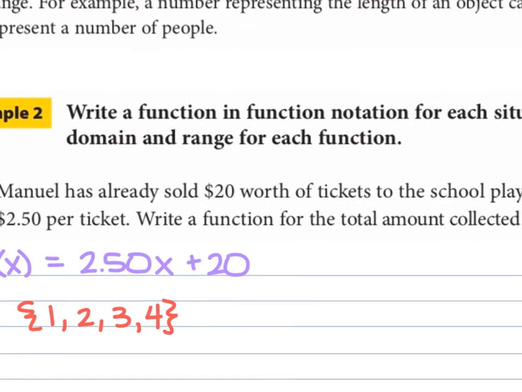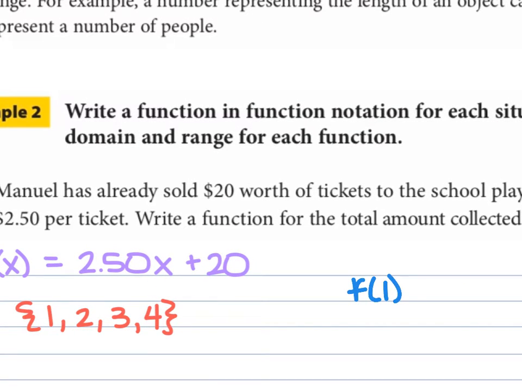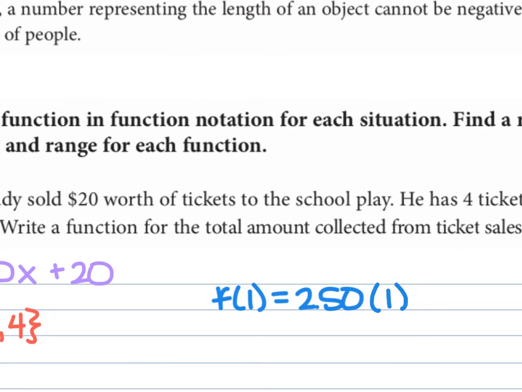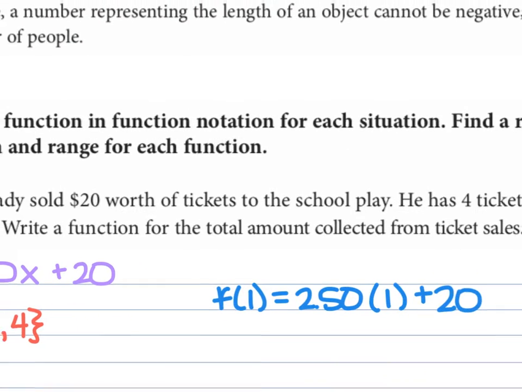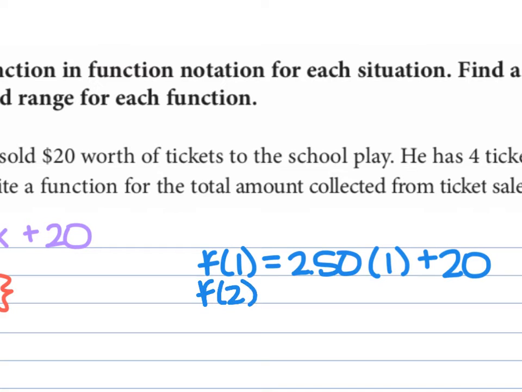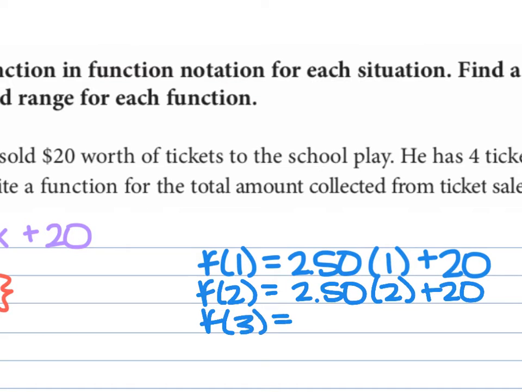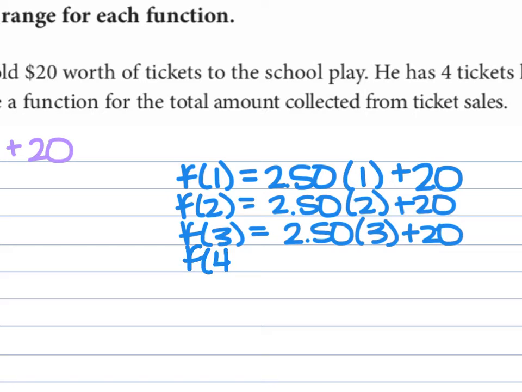So for f of 1, we would have 2.50 times 1 plus 20. For f of 2, we're going to have 2.50 times 2 plus 20. For f of 3, we're going to have 2.50 times 3 plus 20. And then f of 4, we're going to have 2.50 times 4 plus 20.